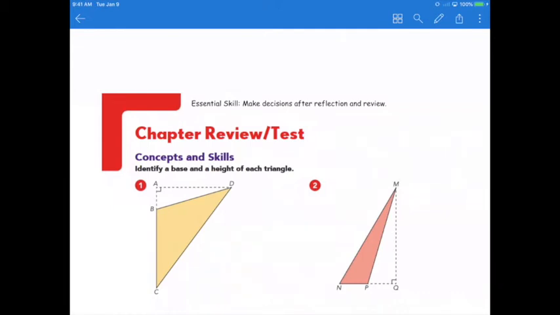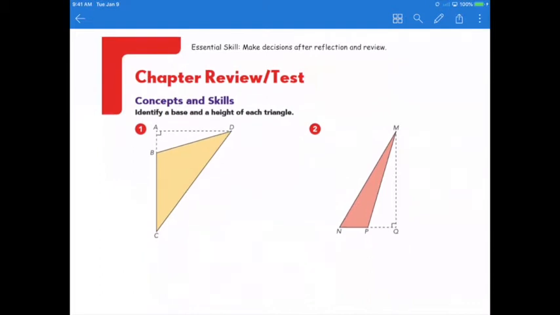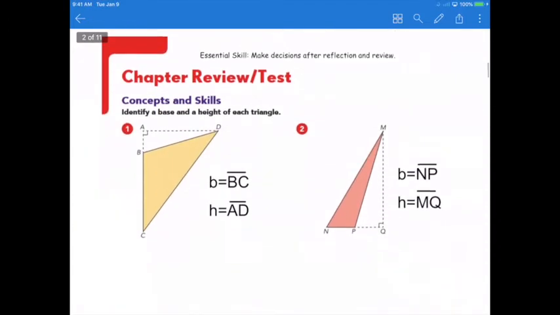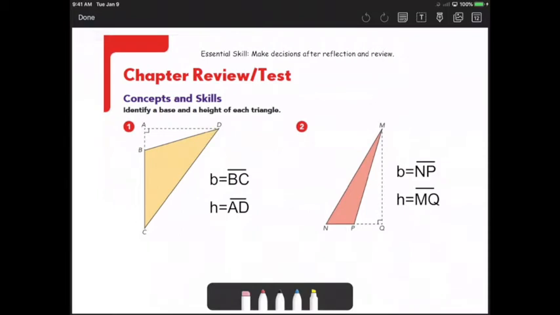The first part says identify the base and height of each triangle. So I'm going to show you how to do it. If you're doing it from the video, just pause and then hit play. So the base is going to be, well, first of all, you should always circle the right angle. So the base is always part of the triangle. So right here is part of the triangle. So it's BC, line segment BC. The height is AD right here. And the height and the base always meet at the right angle. That's why you circle it.